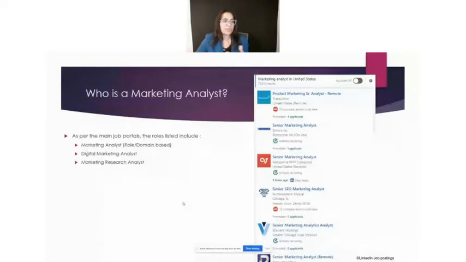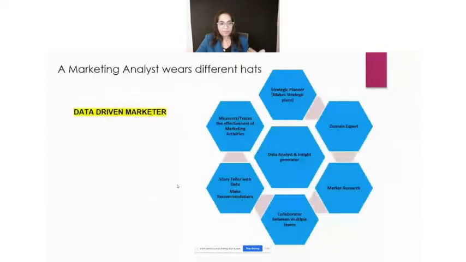And again, the definitions are based on the kind of job definition each company is looking for. So, these are all in the same basket, depending on the role which you're looking for. And now, if you look at a marketing analyst, they wear different hats. But at the end of the day, I would like to call the marketing analyst a data-driven marketer. So a marketer who understands data, who uses data, and who interprets data. I would like to look at marketing analysts through that perspective.